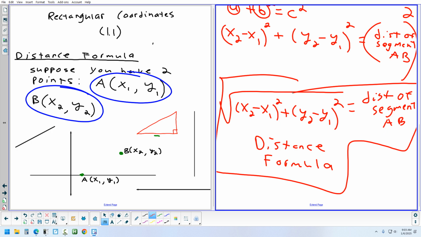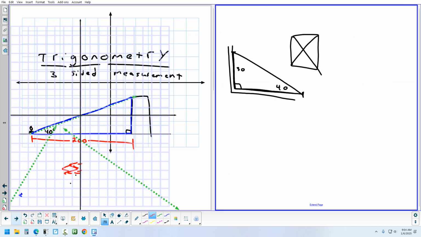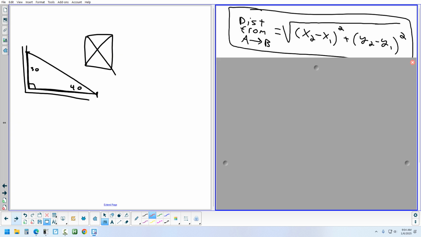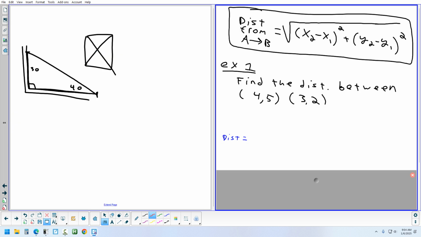Okay, so it's all based off of a triangle. That's all it is. Triangle and Pythagorean theorem. All right, everybody have that formula? All right, so let's look at an example. Find the distance between the points (4, 5) and (3, 2). Okay, that's the same formula you had up above. Instead of writing the distance of segment, I just put distance from A to B. But that's the same formula we just wrote down.